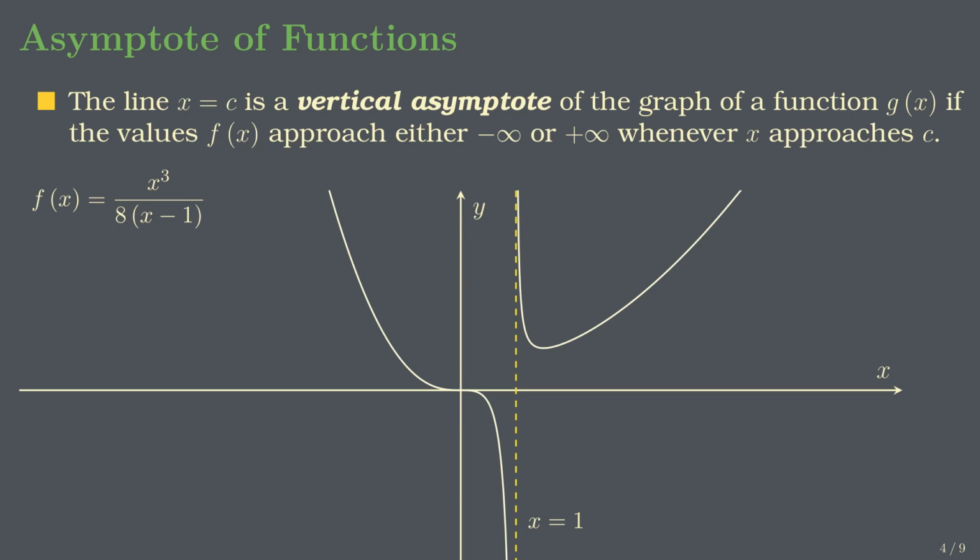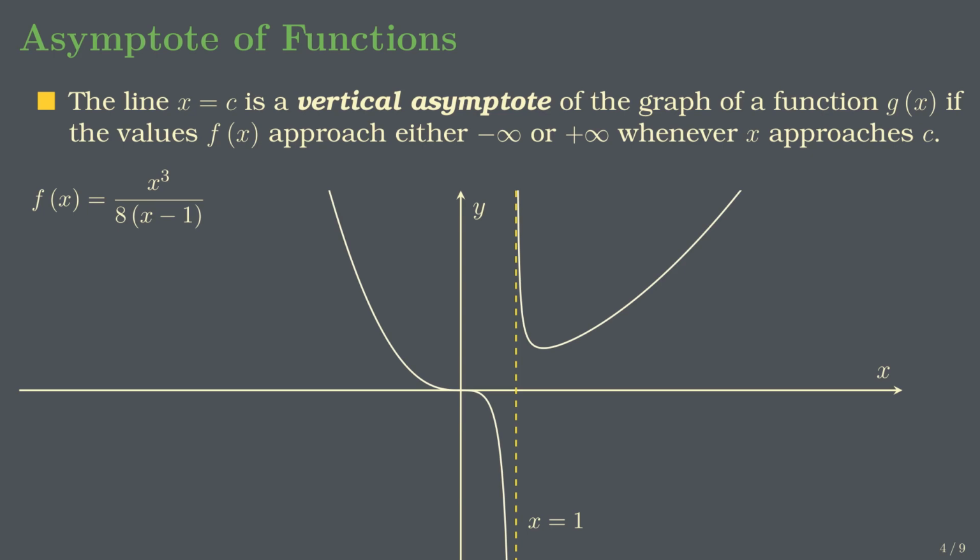A line x equals c is called a vertical asymptote of a function f(x) if the value of f(x) approaches either minus infinity or plus infinity whenever x approaches c, meaning that the graph of f(x) gets closer and closer to the line x equals c without touching or crossing it. So in this example, f(x) is equal to x cubed over 8 times (x minus 1).